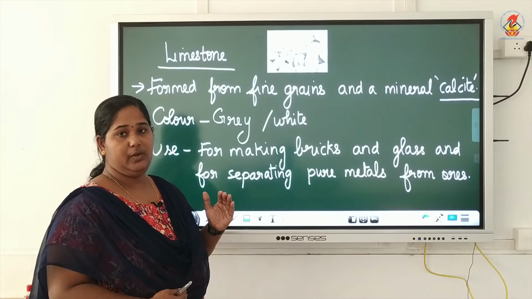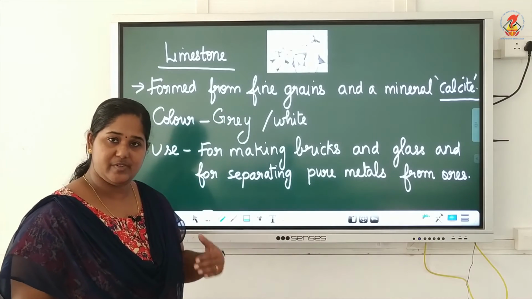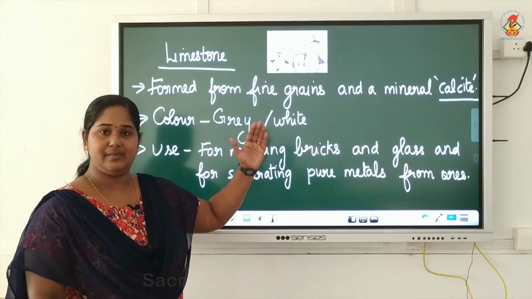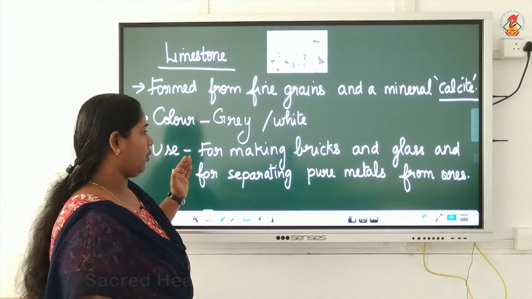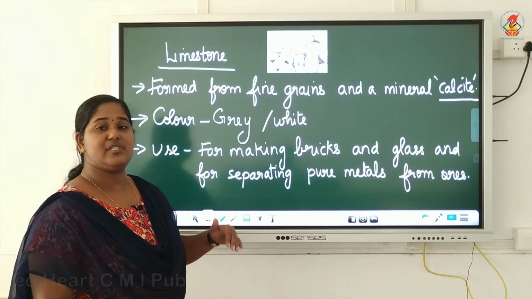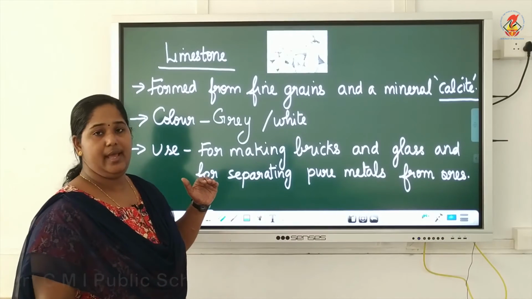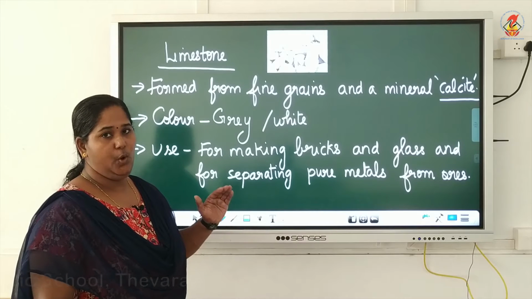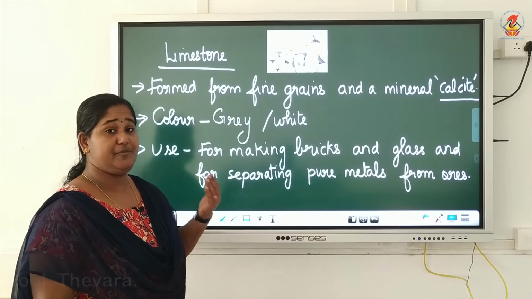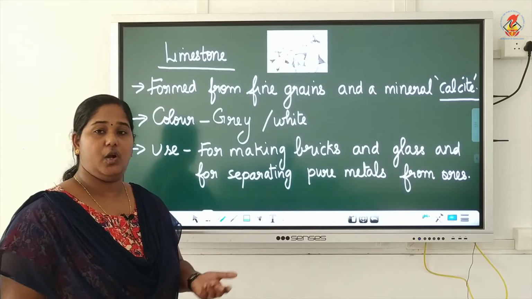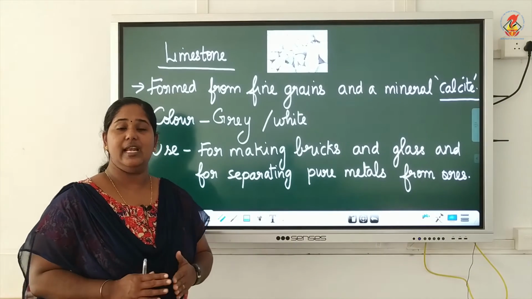Limestone. Okay, so limestone is a sedimentary rock that is formed from fine grains with calcite mineral. It can be grey or white color. It is used to make bricks and glass and for separating metals from their ores. So I hope it is clear for you. Which are the different types of sedimentary rocks? Sandstone, conglomerate, shale and limestone.